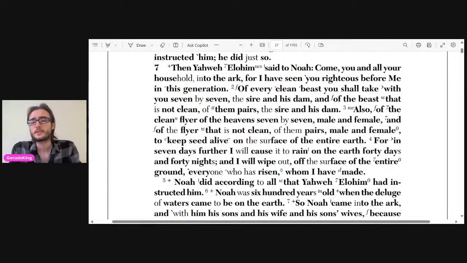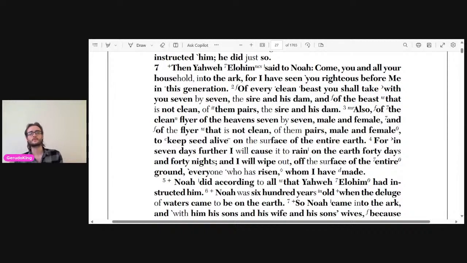Then Yahweh Elohim said to Noah, come, you and all your household, into the ark, for I have seen you righteous before me in this generation. Of every clean beast you shall take with you 7 by 7, the sire and his dam, and of the beast that is not clean, of them pairs, the sire and his dam. Also of the clean flyer of the heavens 7 by 7, male and female, and of the flyer that is not clean, of them pairs, male and female, to keep seed alive on the surface of the entire earth.